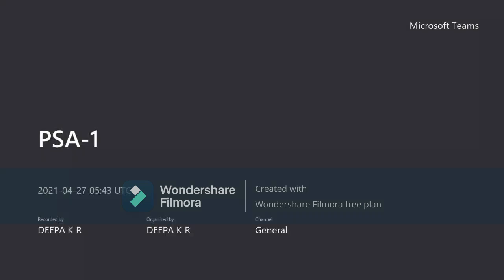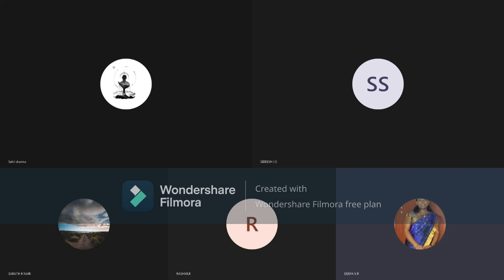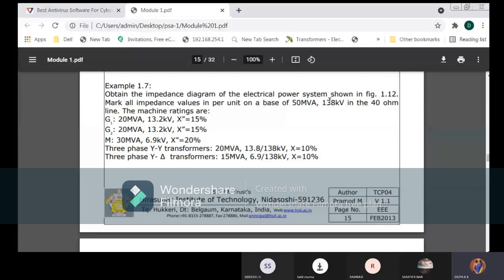We'll read out the question, what is given in that. For that, they have given the diagram also. Obtain the impedance diagram of the electric power system shown in the figure. Okay, I'll just show you the figure.